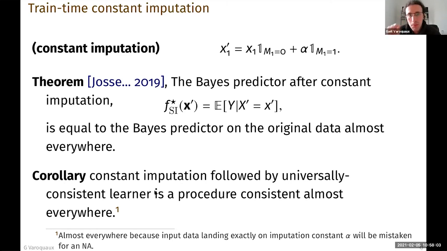And this is an interesting result because it's in strong opposition to the classic missing value practice, which tells you that imputing by constant is disastrous because it will strongly distort your distribution. And the reason why we depart from this good practice is because we're interested in different goals, risk minimization, and because we use extremely non-parametric models, which is basically our universally consistent learning.